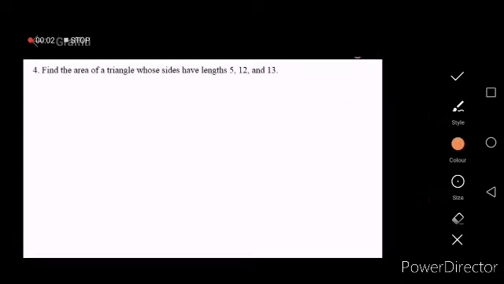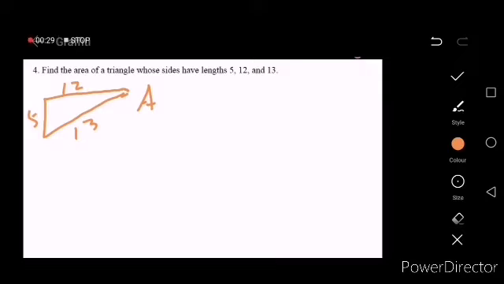Number 4, find the area of a triangle whose sides have lengths 5, 12, and 13. So here, we have a random triangle with measures 5, 12, and 13. Now, since we are looking for the area, the formula that we're going to use is Heron's formula. But why? Because we cannot identify which among these three is the height of the triangle.